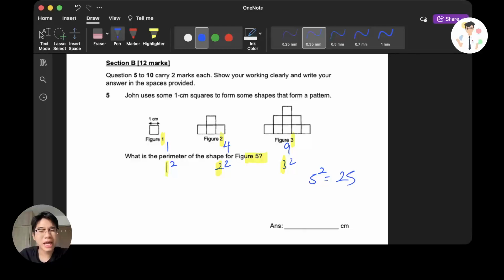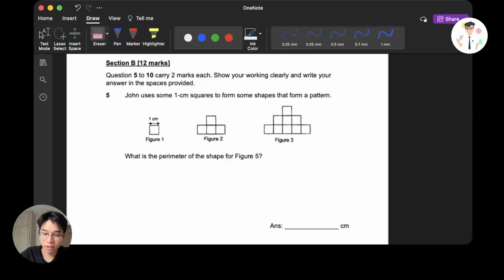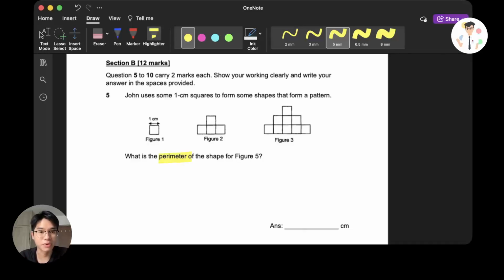Now, doing that is not wrong if the question is asking you what is the number of squares in figure 5. But the problem is this question is slightly tricky. The question now is asking for perimeter. Now, this is something you need to be very, very careful about, because they're asking for perimeter. It's not asking for the number of squares. There are many of you who actually do it that way. You are very smart, you found it, but it's not the right thing.